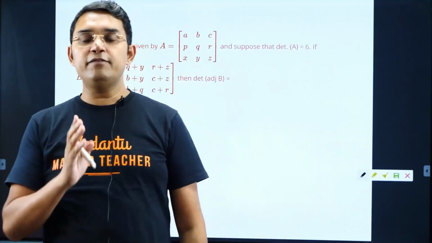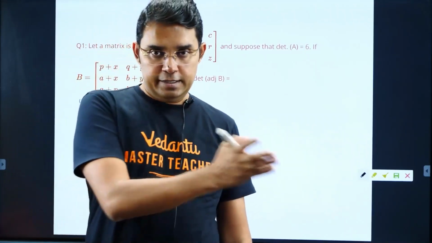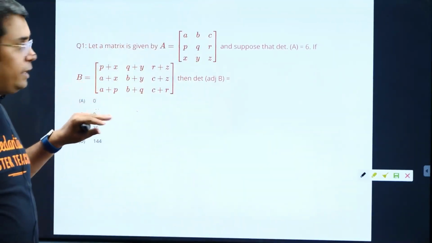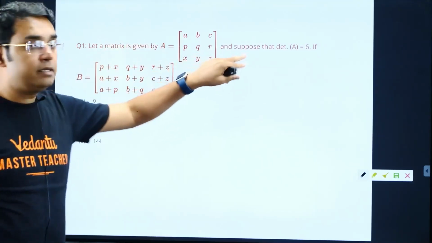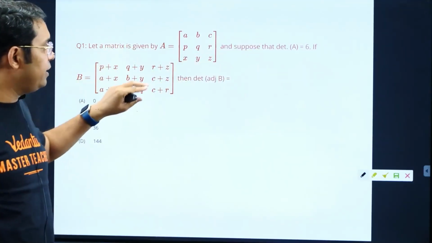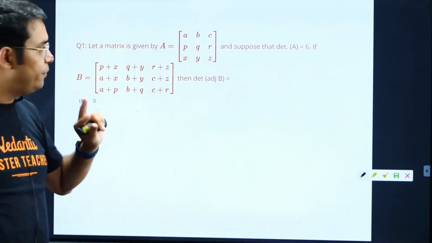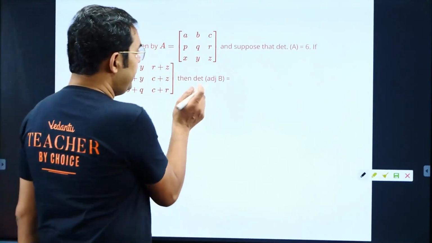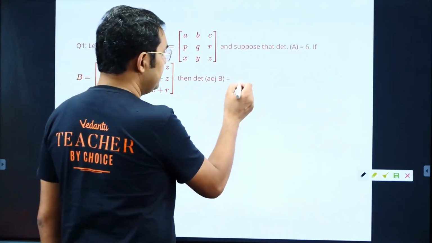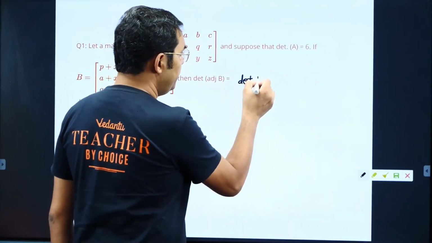I am discussing Eklavya Entrance Test-1 which was conducted recently, and this is question number 1, in which we are given A and B two matrices. Determinant of A as 6 and we have to find determinant of adjoint of B. Now because B is 3 into 3 order, there is a property we can write determinant of adjoint of B as determinant of B whole square.